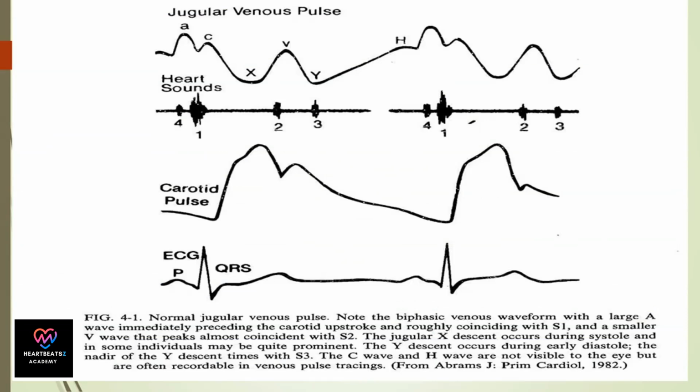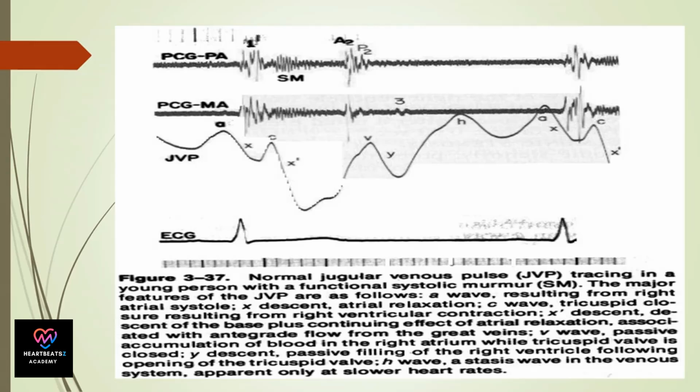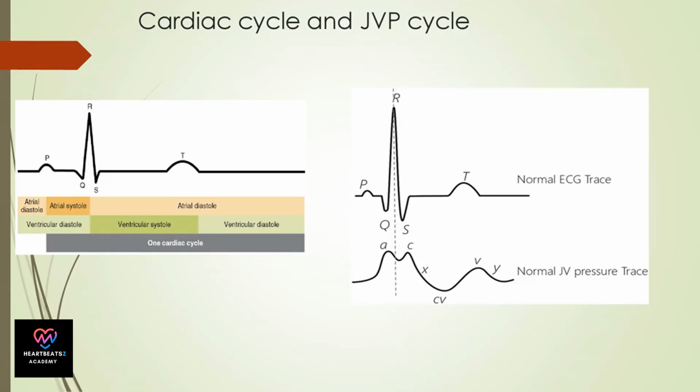Jugular venous pulse, heart sounds, carotid pulse, and ECG tracings are essential components for evaluating cardiac function and diagnosing various conditions. The A wave, X descent, and X' descent in the JVP waveform correspond to atrial systole and right atrial relaxation, providing insights into atrial function.